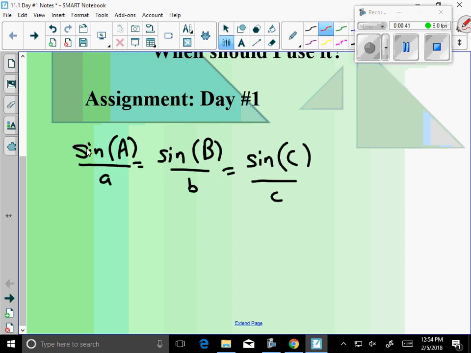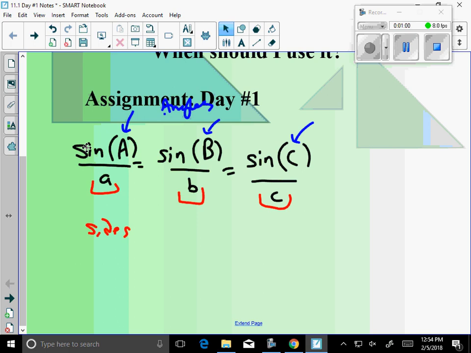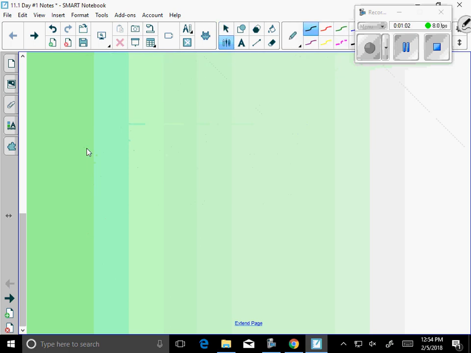Notice all of these. What's true about all three of these? They're lowercase. What does a lowercase letter stand for? The length of a side. Yeah, so these are all sides. And these capital letters, A, B, and C, those are all angles. Now, orienting yourself to a triangle with A, B, and C.